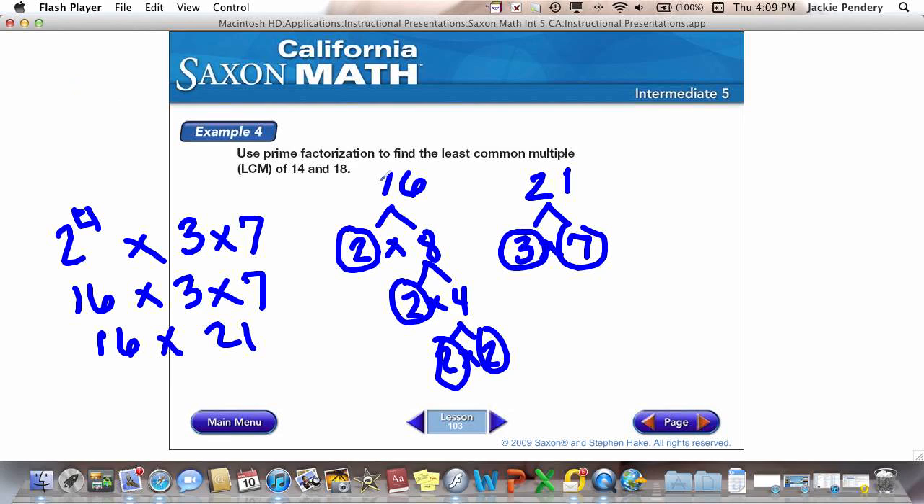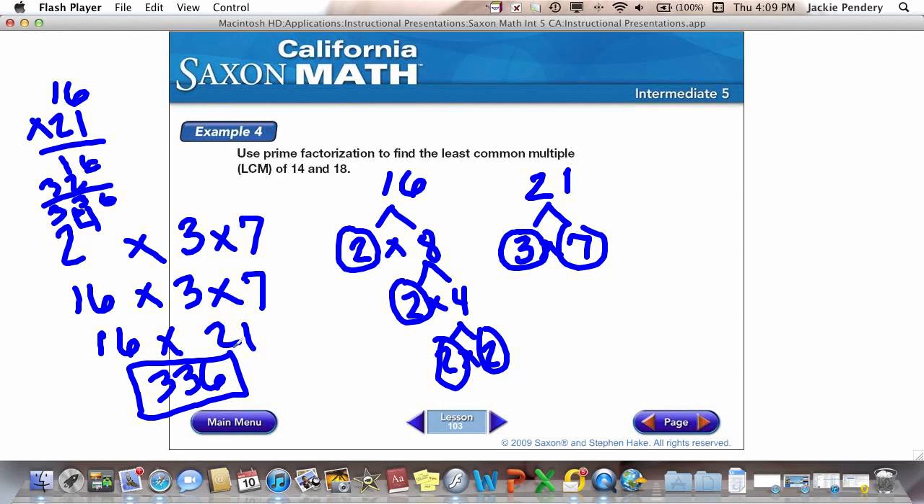And you'll notice with these two, it's actually going to look like I'm going to have to multiply them together in order to find the least common multiple. This may not always be the case. 3, 6. Okay, so my answer is 336.